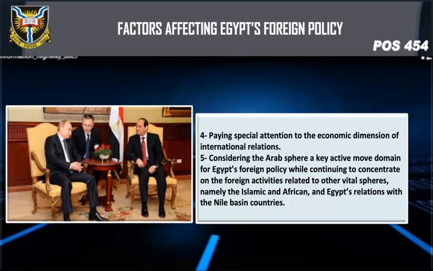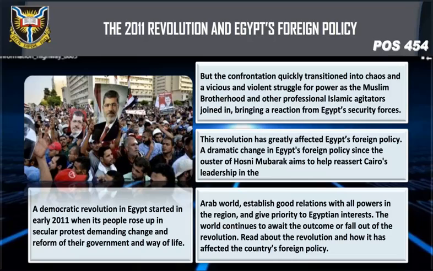The 2011 revolution and Egypt's foreign policy. A democratic revolution in Egypt started in early 2011 when its people rose up in secular protests demanding change and reform of their government and way of life. But the confrontation quickly transitioned into chaos and a vicious and violent struggle for power as the Muslim Brotherhood and other Islamic agitators joined in, bringing a reaction from Egypt's security forces.